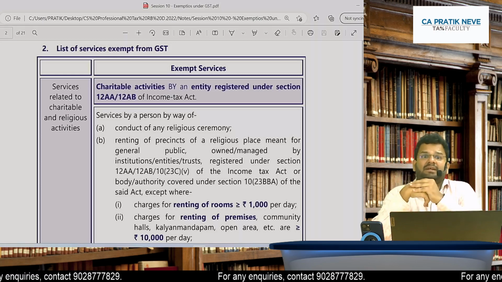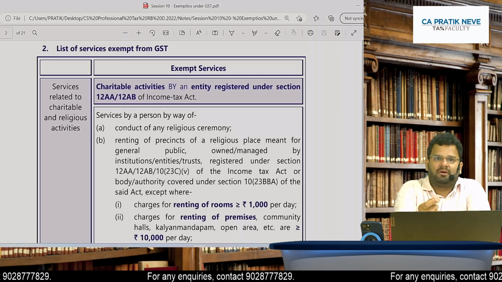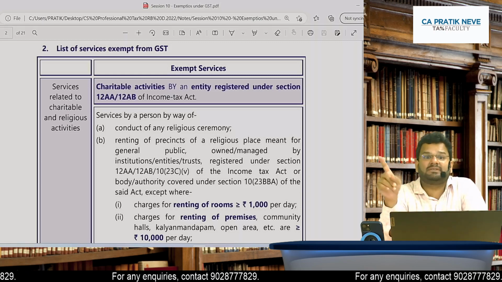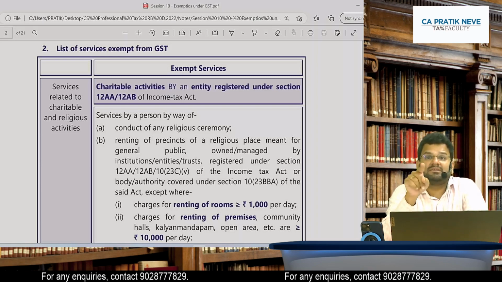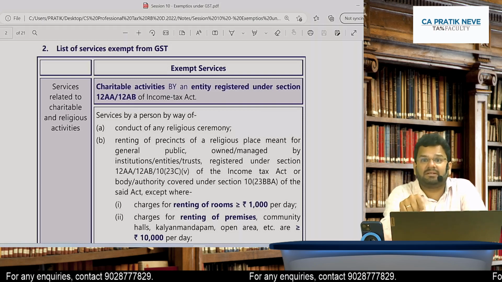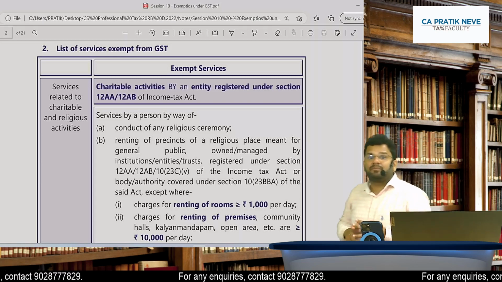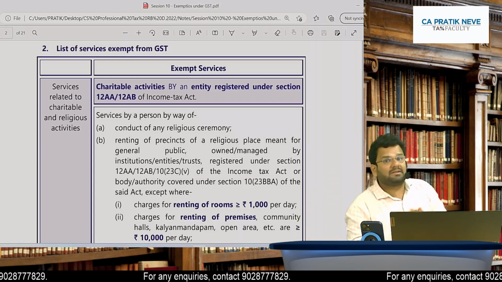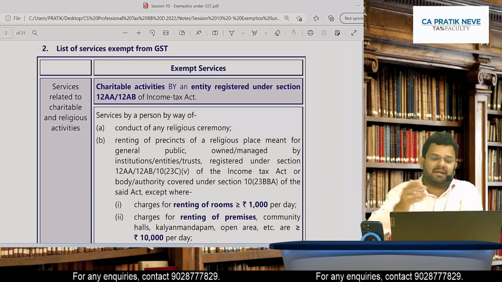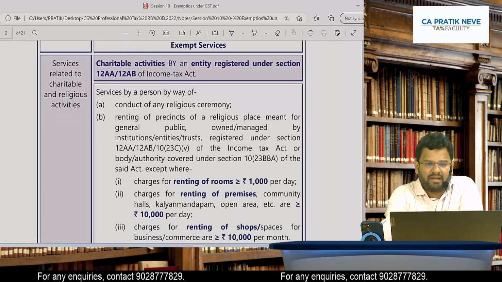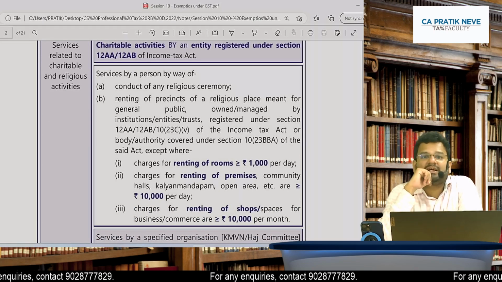If these services are related to charitable activities, then and only then it is exempted. So not any service given by a charitable trust is exempted, but only services in relation to charitable activities given by a charitable trust. Do you realize that two things are to be satisfied simultaneously? A charitable trust giving services in relation to charitable activities.